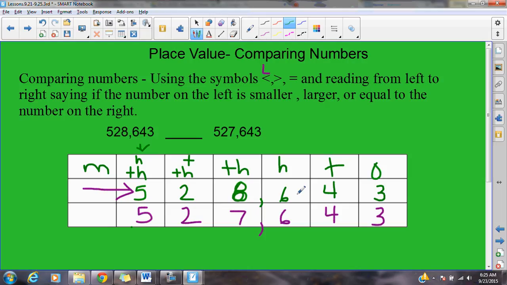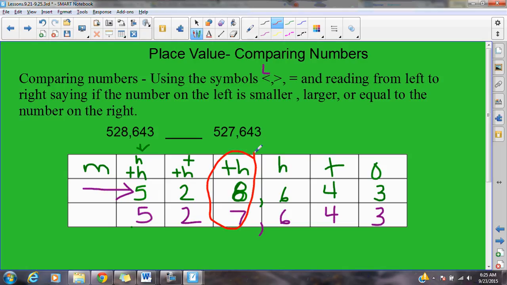I'm going to quickly glance at the rest of my place value digits, even though I know that thousands is the highest. So I can really use this to determine which number is greater, less than, or equal to. But if I look at hundreds, tens, and ones, I see that they have the same values for both numbers. So we're going to focus on this thousands place right here.